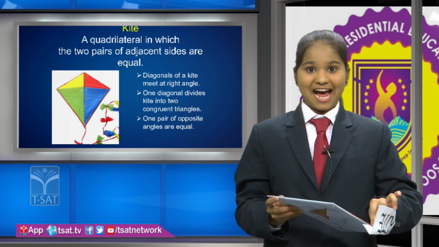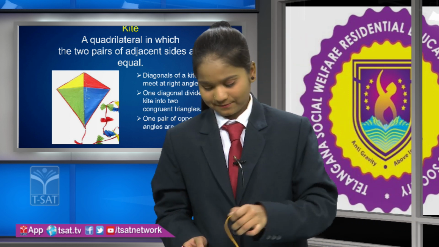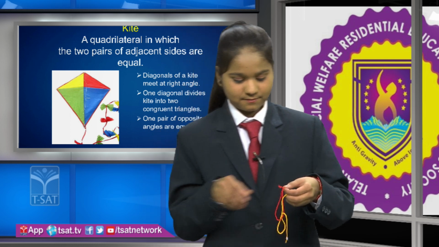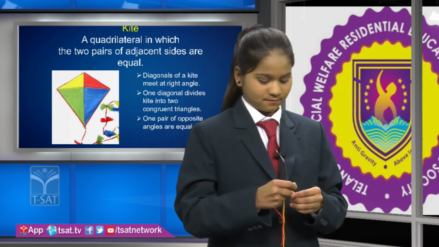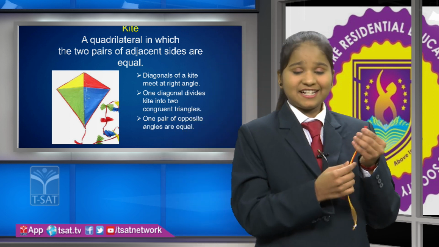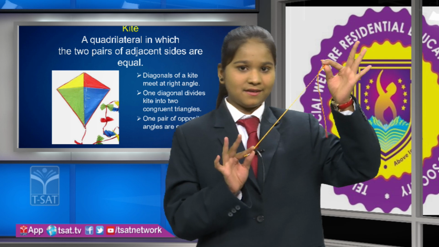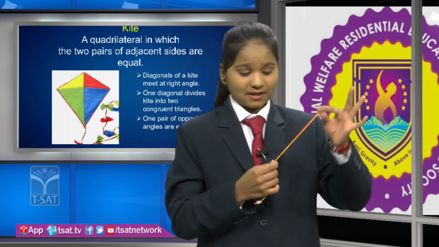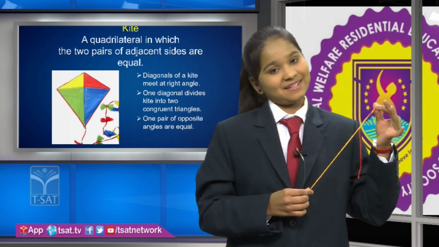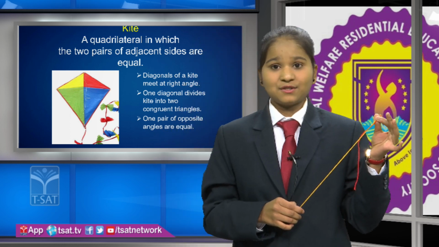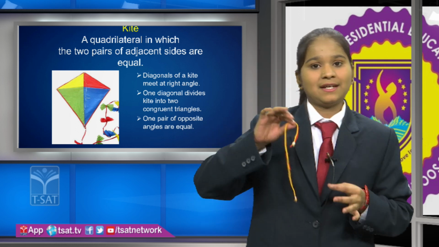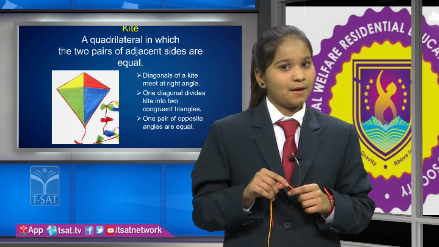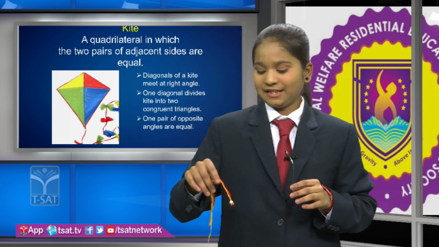Here, in a kite, the diagonals bisect each other. Let us measure the diagonals in a kite. Here, the red color is diagonal 1 and this is diagonal 2. Here, we conclude that diagonal 2 is greater than diagonal 1. So, we conclude that they are not equal. In a kite, the diagonals bisect each other, but the diagonals are not equal.